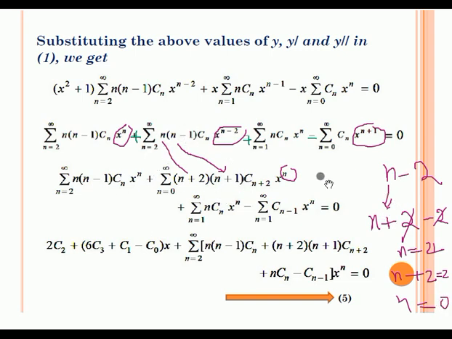Now come back to this term. Here x power n is already there, don't worry. Then come to x power n plus 1. Now x power n plus 1 must become x power n. Then what will I do here? It is n plus 1. How will it become? Replace n with n minus 1. If I replace n with n minus 1, it is n minus 1 plus 1, minus 1 plus 1, 0. It is only x power n. So replace n with n minus 1.